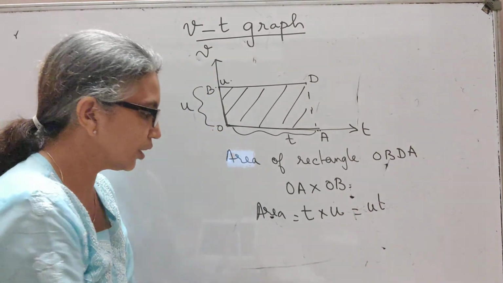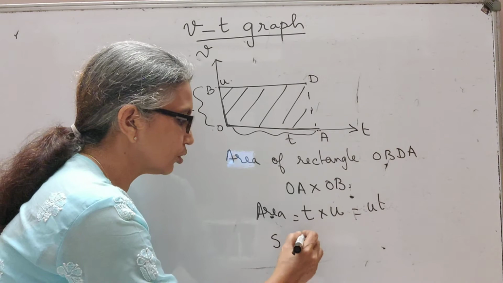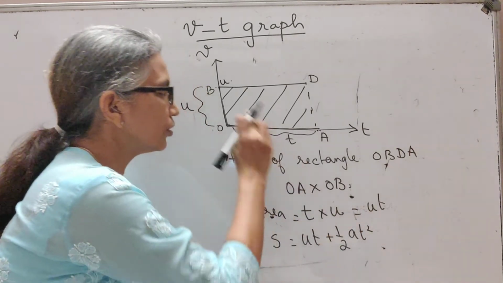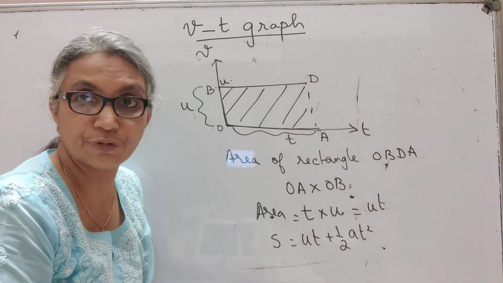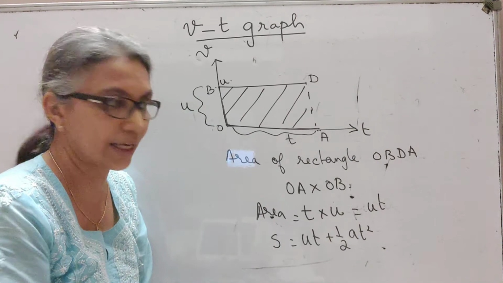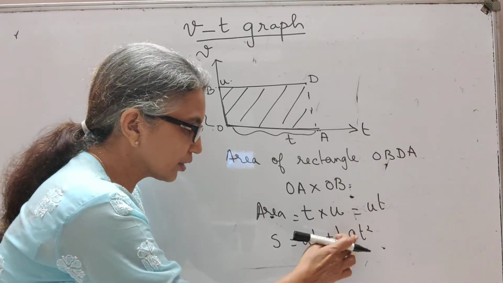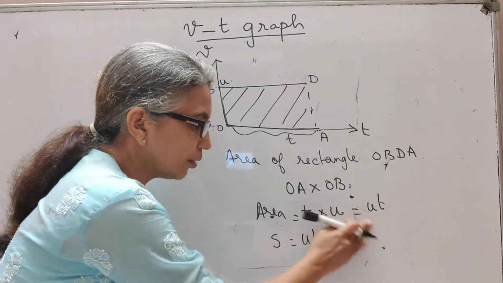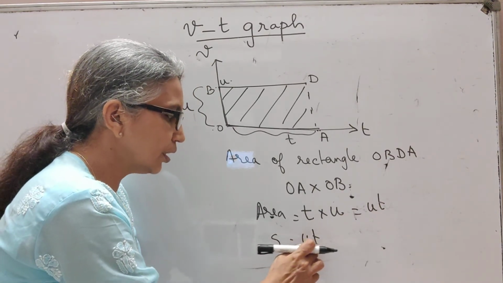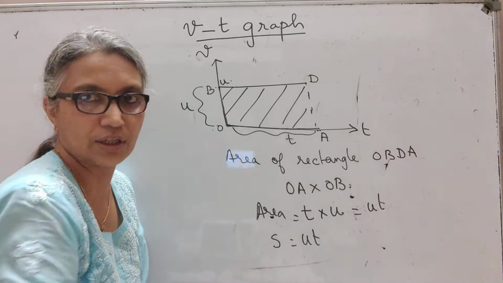Okay. Now we know this formula, S is equal to ut plus half at square. Since this body is moving with uniform velocity, it's not changing, constant velocity. So its acceleration is 0. If acceleration is 0, then this whole term becomes 0. So the displacement of the particle is simply ut for such a graph.